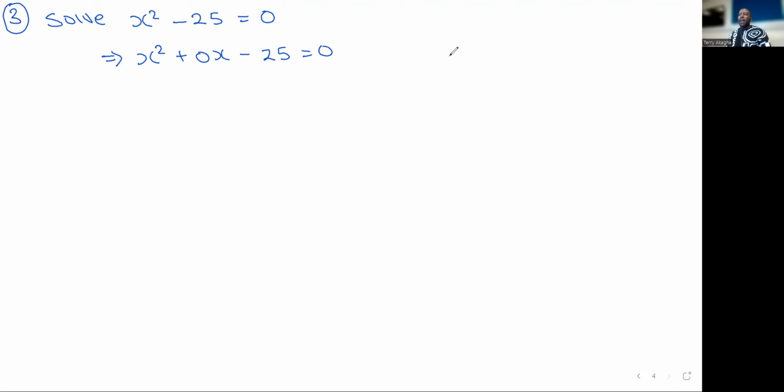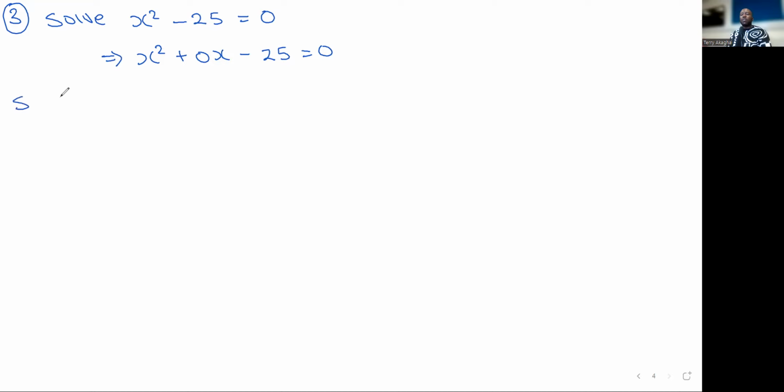But it's never possible for A to be 0. That means you can never have something like 3x minus 5, because A is 0. In this case, you're having a linear equation. You're no more having a quadratic equation. Okay, so that is that for that. So we should move on to the next one. We can rewrite this question as x squared plus 0x minus 25.